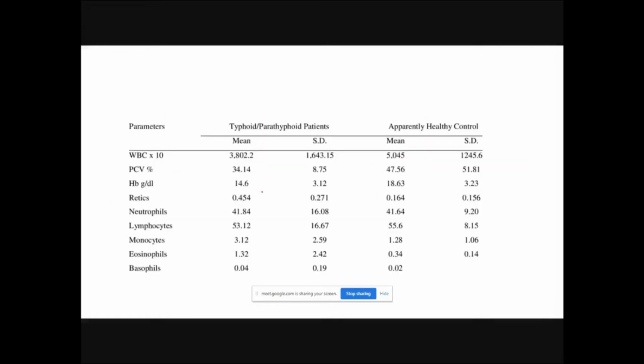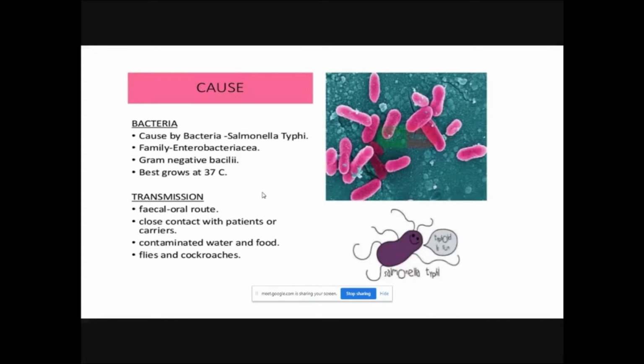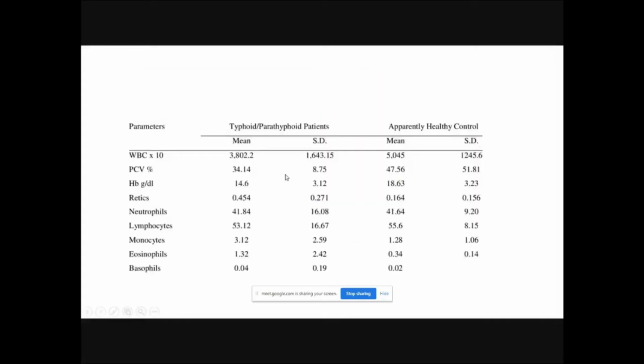So this is again taken from a journal. Here they have seen many patients. They have compared them with healthy controls. See, the WBC count in controls is around 5,000. Here the WBC count is reduced to around 3,000. And hematocrit, what happened to hematocrit? It is again reduced, so it could be a case of anemia too.